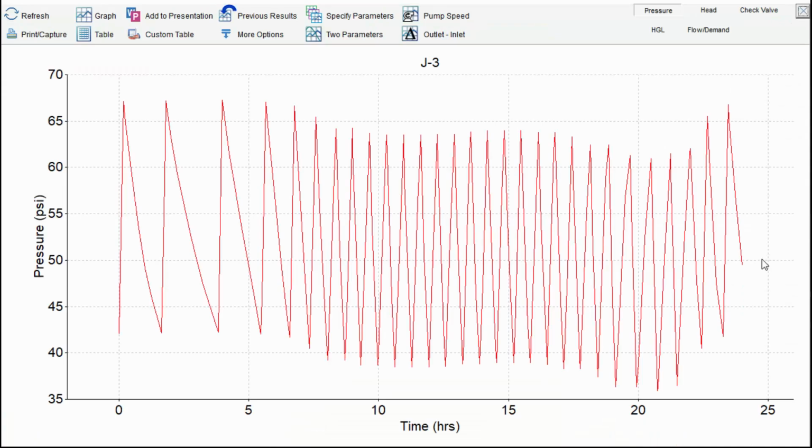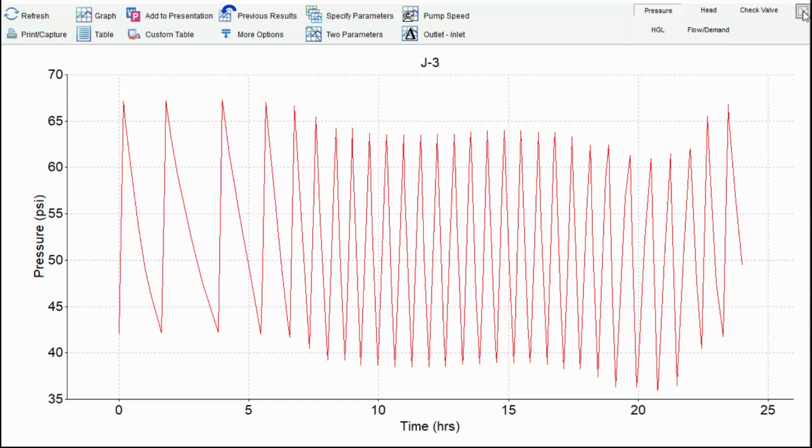The simulation starts at midnight, or hour 0 in military time. Demands are low during the overnight hours. Here we see the pressures fluctuating more slowly, since the pump is cycling more slowly. During the morning, and especially the evening hours, the pump is cycling more quickly. However, overall system pressures are maintained above 30 psi.